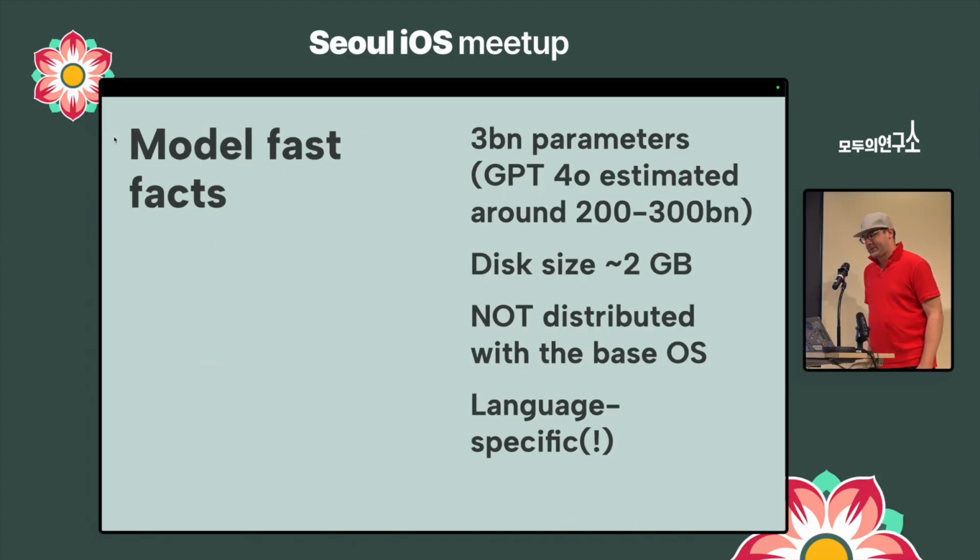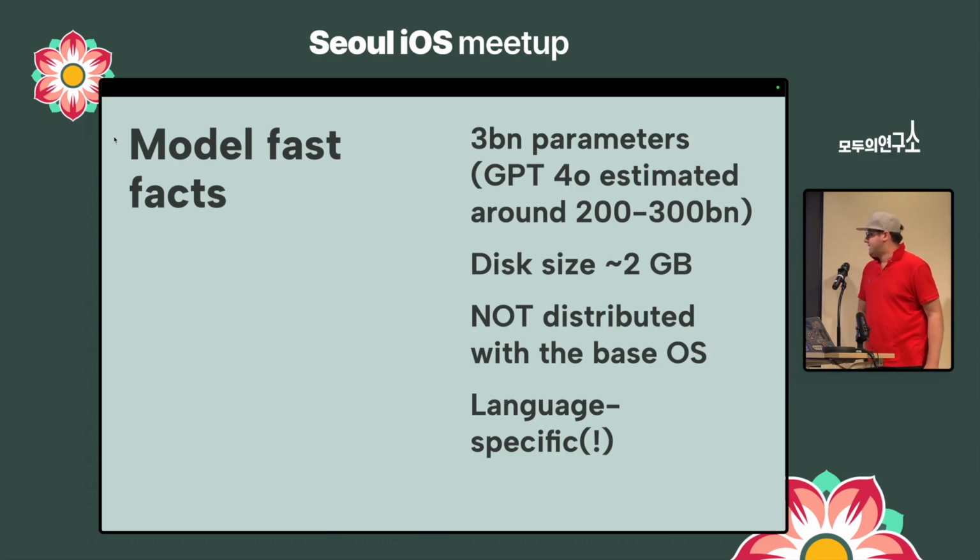Some fun facts about the models themselves. They say it's a 3 billion parameter model. For scale, GPT-4o, which is the worst widely used model from OpenAI right now, is somewhere around 10 times that size. They don't publish stats publicly, but these are best estimates from industry experts.